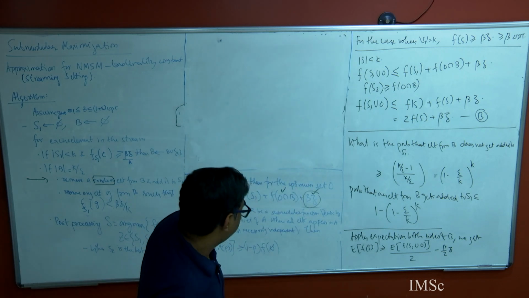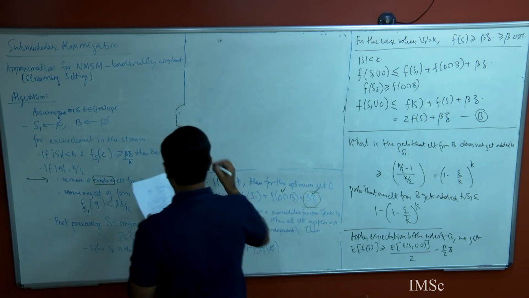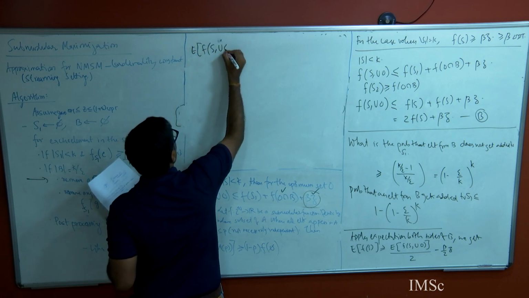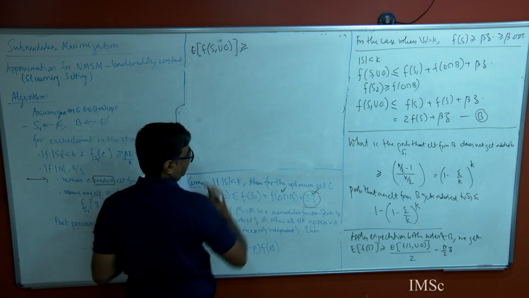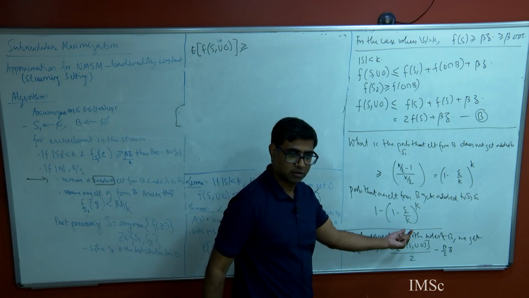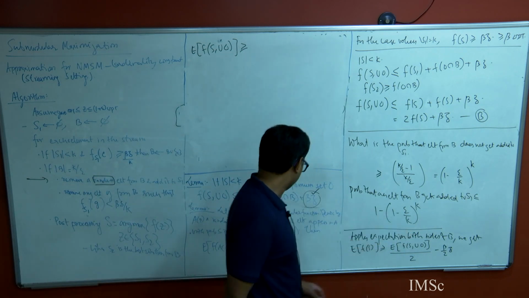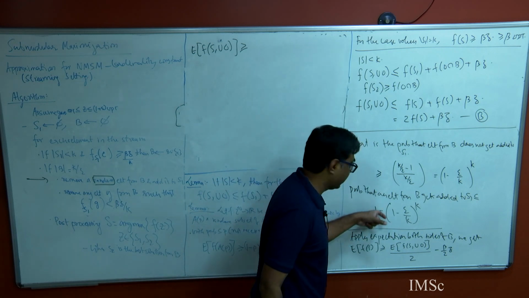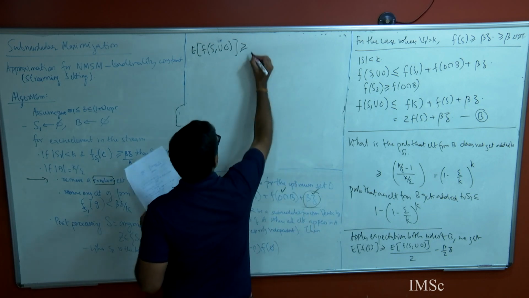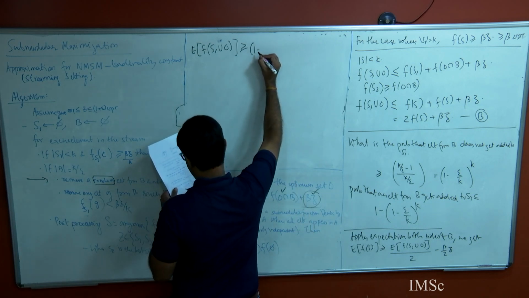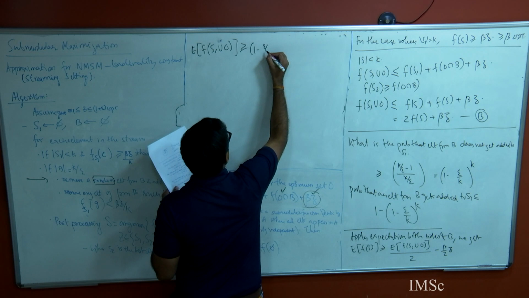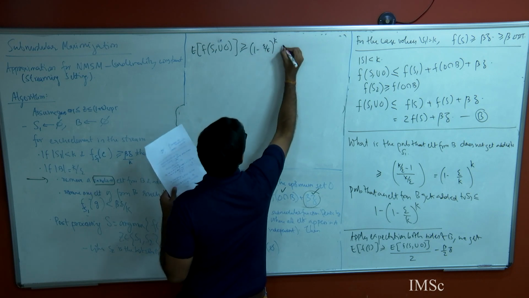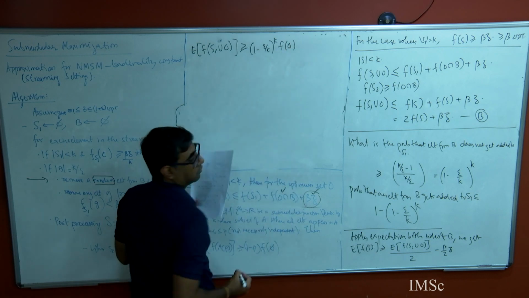Okay. So what is the expectation of f of S1 union O? It is at least the probability, which is this quantity. So it is 1 minus P. So 1 minus this gets cancelled, this is a plus. So we will get 1 minus epsilon by k to the power k, times f of O.